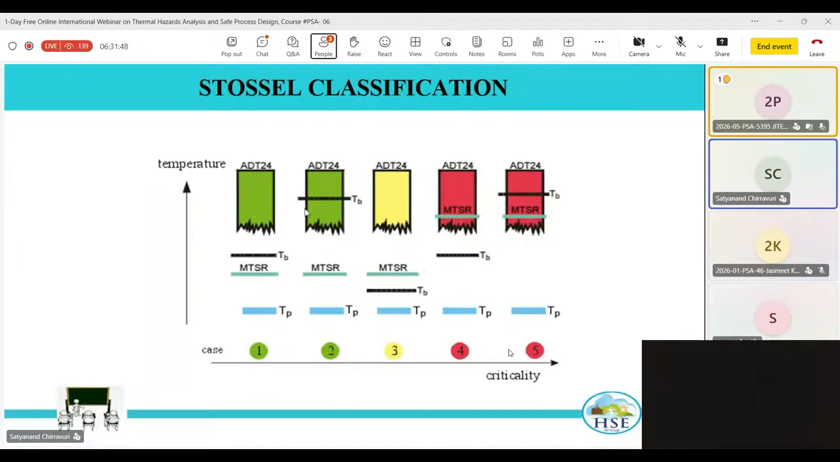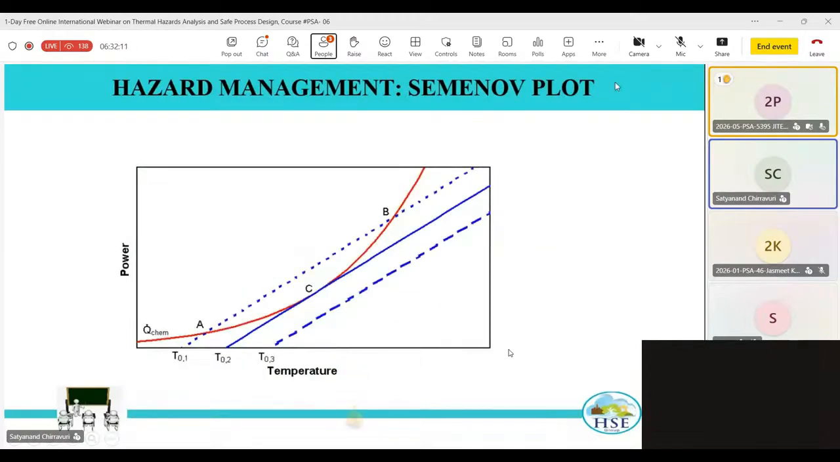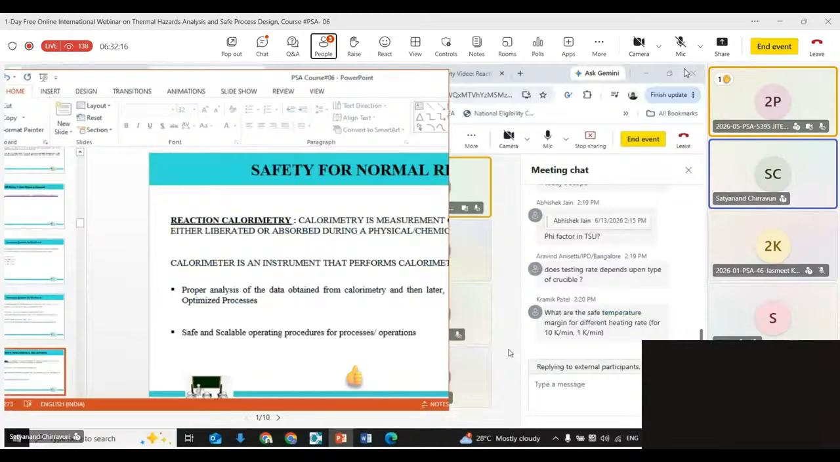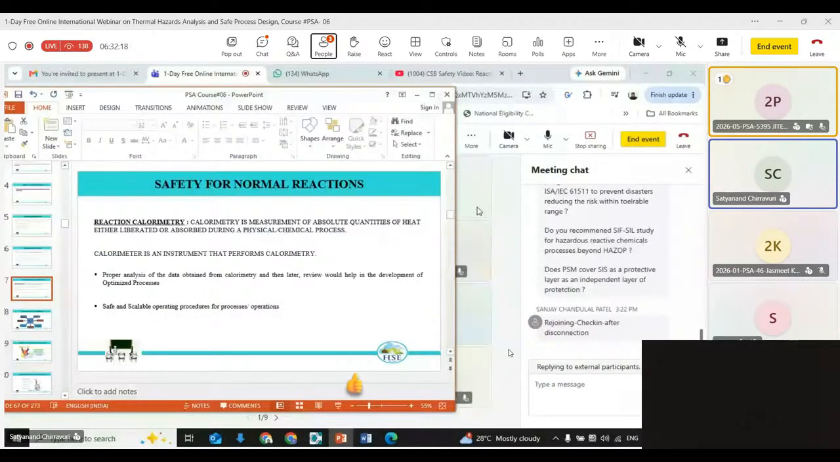So generate reaction calorimeter data, get delta T adiabatic, get MTSR values, you know the boiling point, get the decomposition data using preferably adiabatic calorimeter, if not the DSC, and then complete the Stoessel chart. Clear, friends? Very important point I told you. In case you have any questions, you ask right now so that I can clarify. Please ask any kinds of questions you have at this stage.